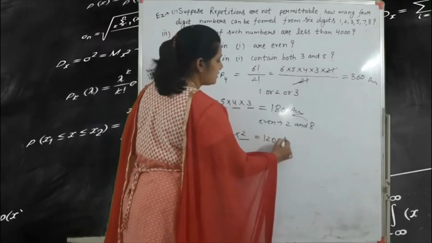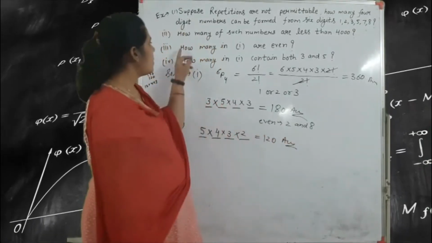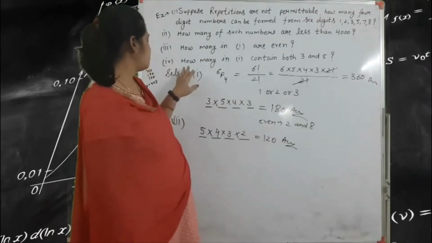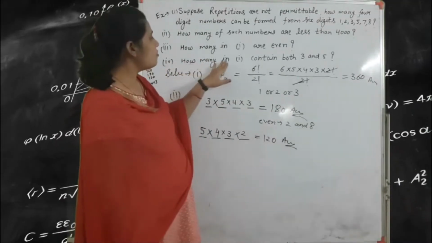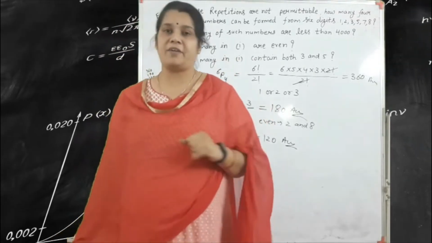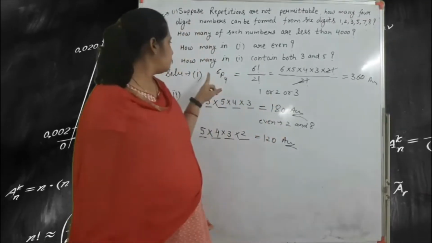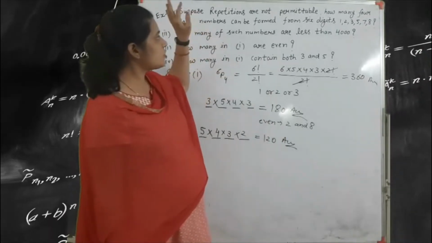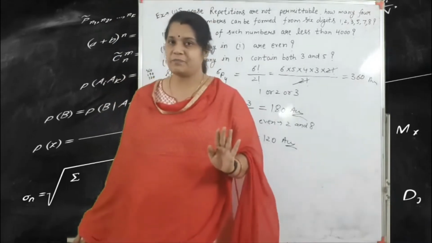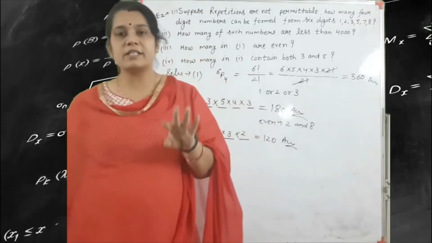So the third answer is 120. Okay, the fourth question is: how many numbers contain both 3 and 5? That means what? Our first question was to find the 4-digit number. Always we find the 4-digit number.